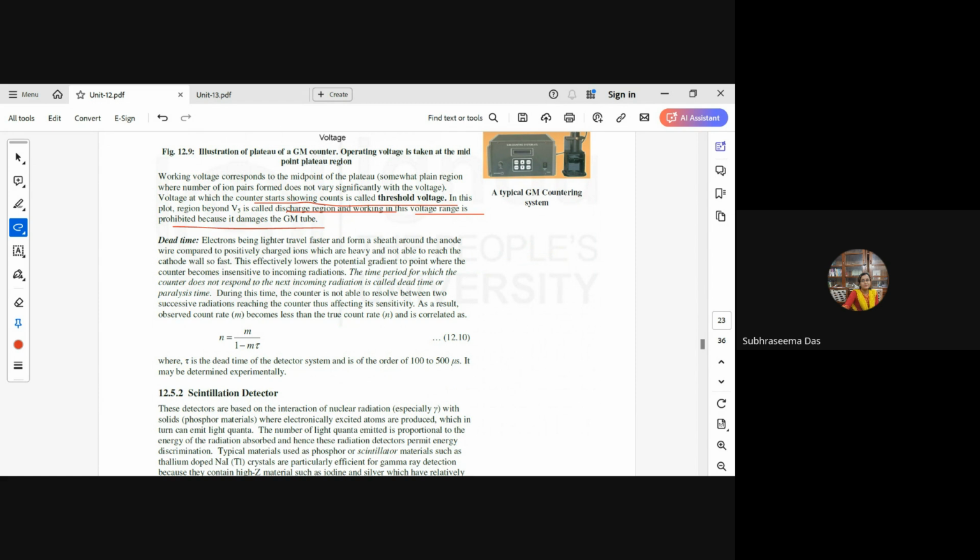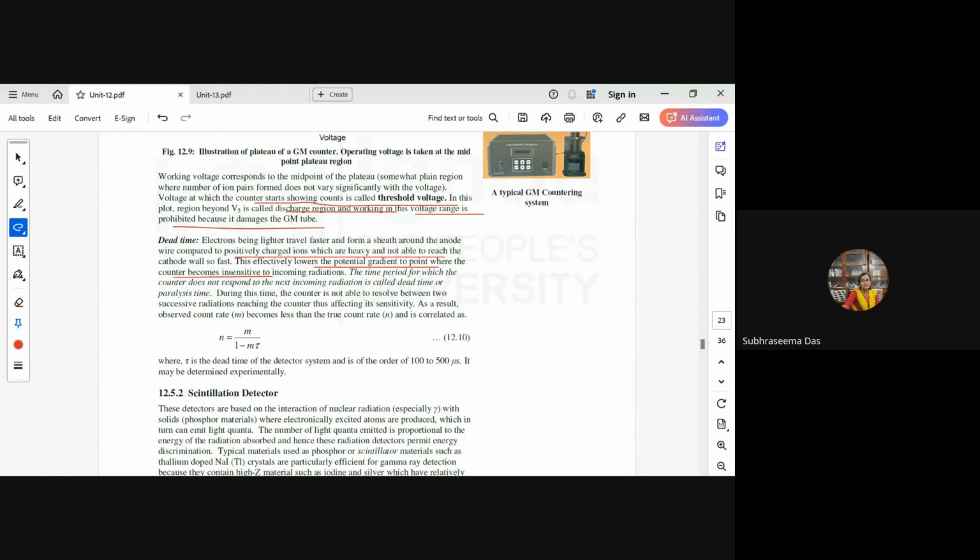So the electrons travel faster and form a sheath around the anode, in comparison to the positively charged ions, which are heavy in nature and do not reach the cathode quite fast. So this effectively lowers the potential gradient to the point where the counter becomes sometimes insensitive to the incoming radiations, and this time period is called the dead time or the paralysis time.